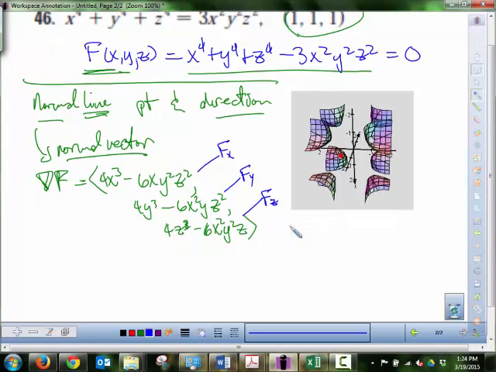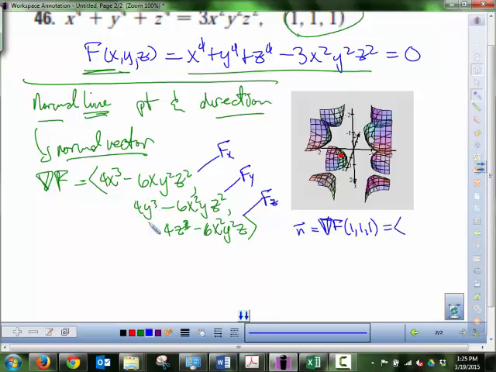All right, and since I am focused at this point 1, 1, 1, I would be interested in finding out that gradient evaluated at 1, 1, 1. So I'm going to put 1 in for x, 1 in for y, and 1 in for z. So if I put 1 in for x, looks like I'm going to get negative 2. And similarly for the rest of them, right?